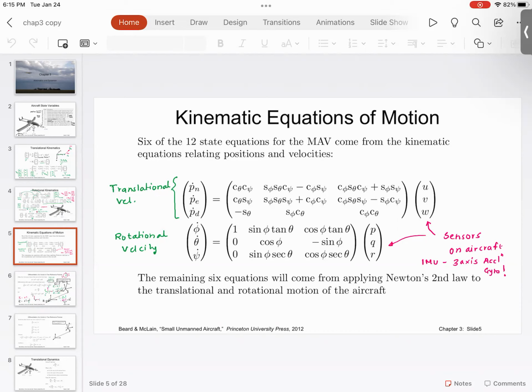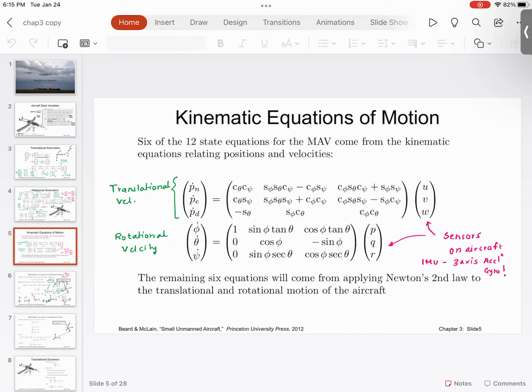No matter what type of object it is, whether it's a UFO, UAV, quadcopter, hexacopter, or octocopter, these equations are going to remain the same. As long as you have a flying object, the kinematic equations are these.